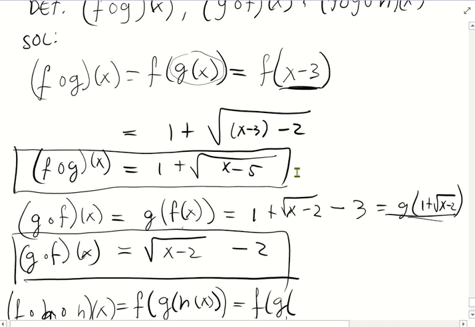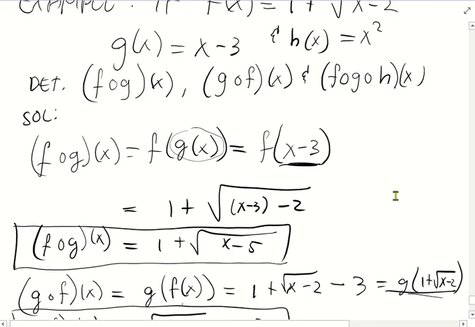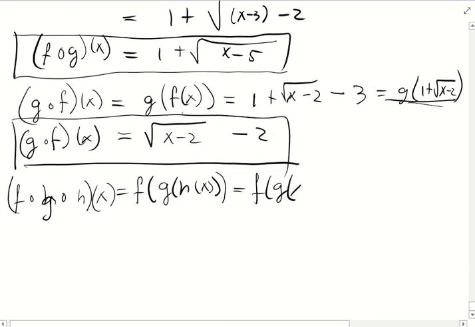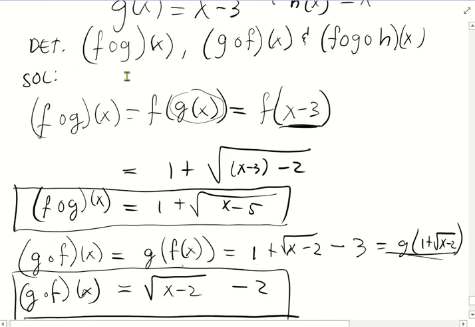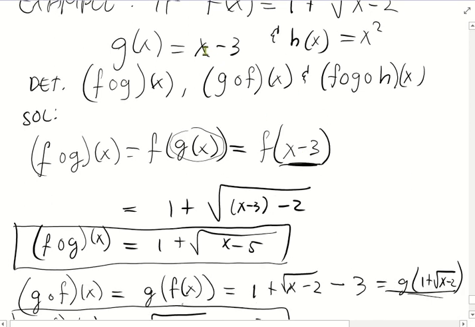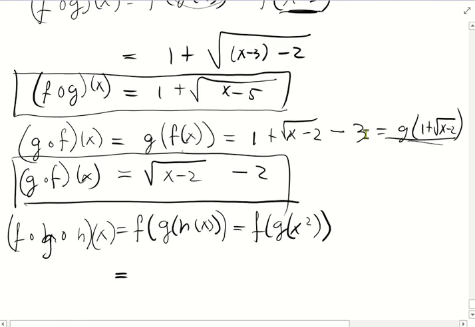H of x is x squared. So this will be g of x squared. Then next is, what is g of x squared? Our g is equal to x minus 3. So I just need to change x here with x squared, because I want to solve for g of x squared.